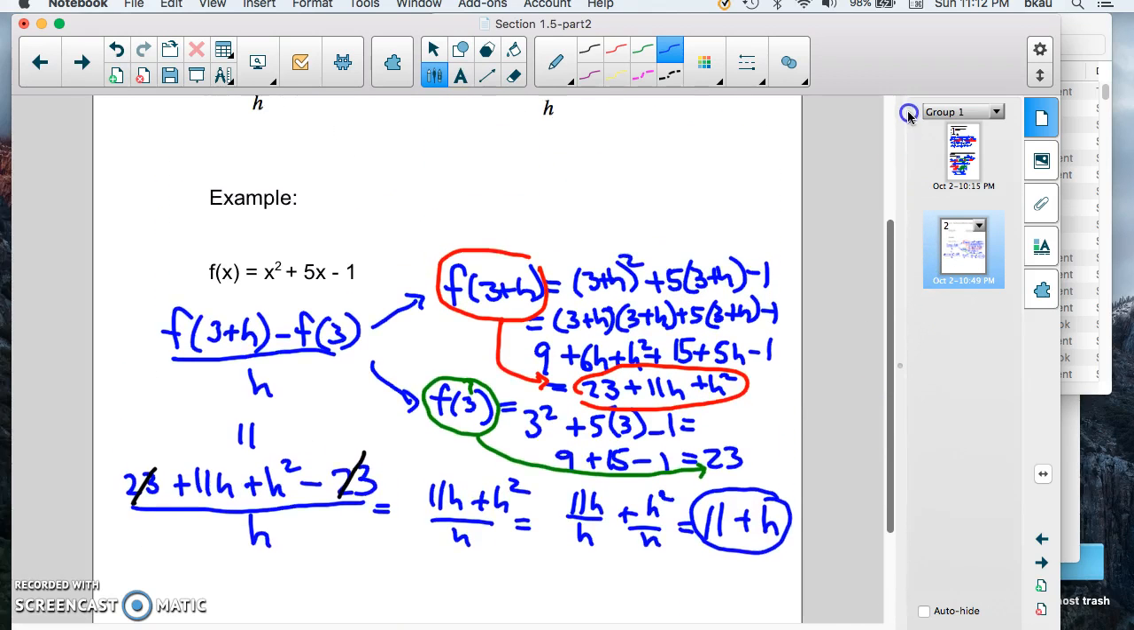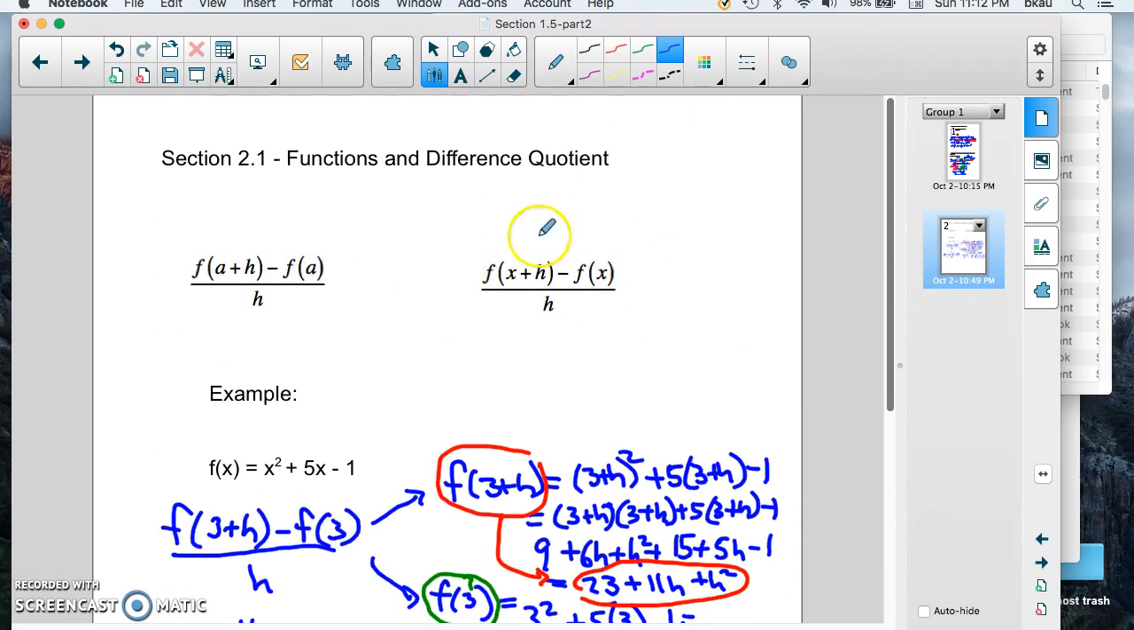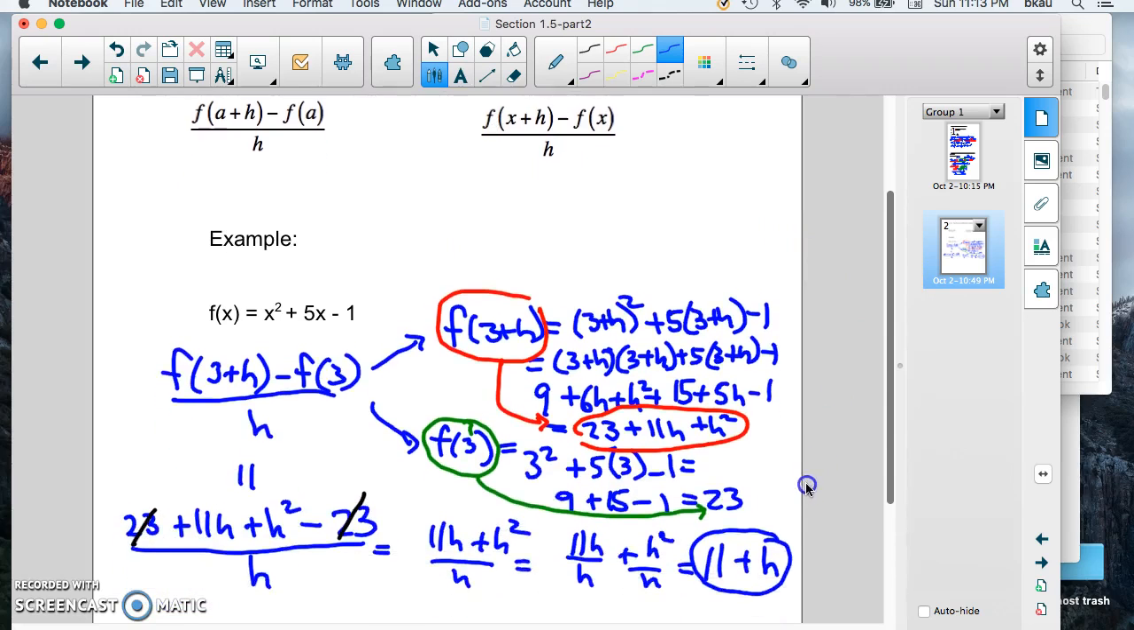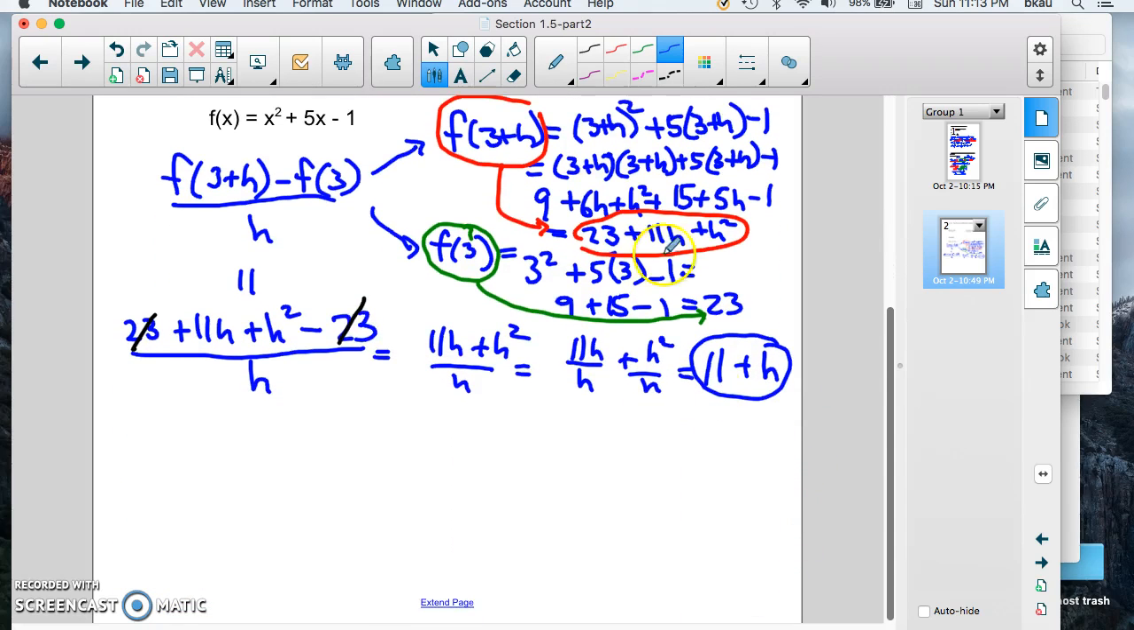Now let's also run this evaluation on f of x plus h minus f of x. This is the general difference quotient. Let's do that on this same example. So on this example, we're going to do f of x plus h minus f of x all over h.